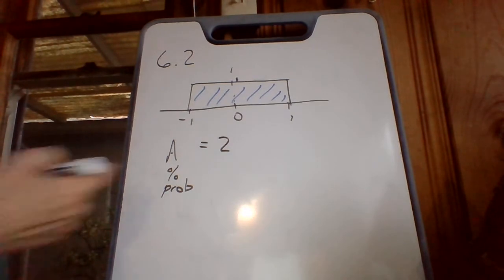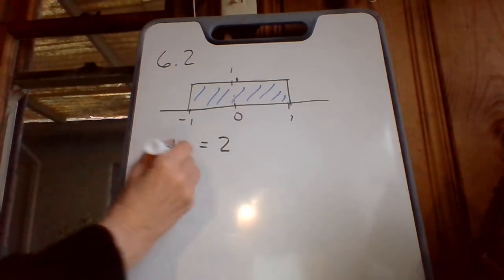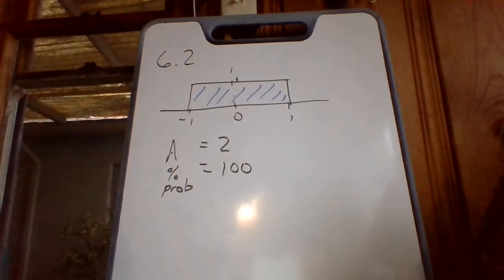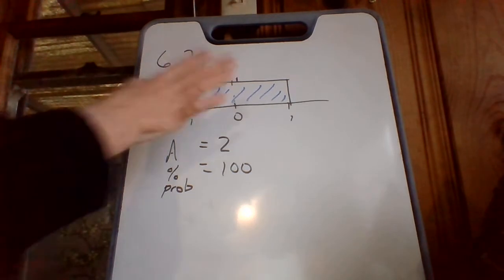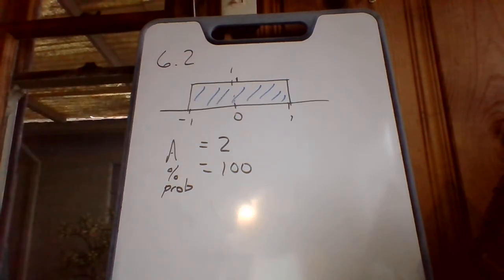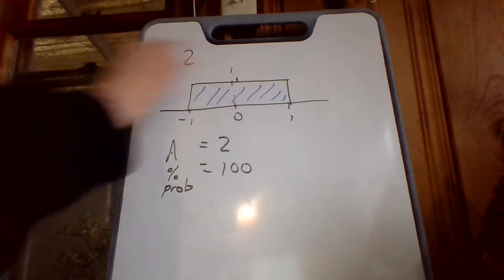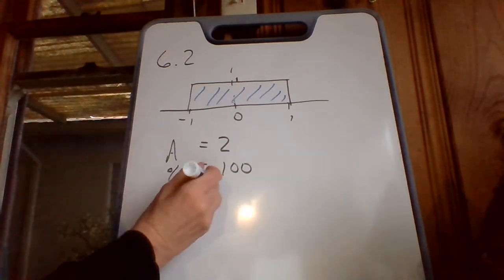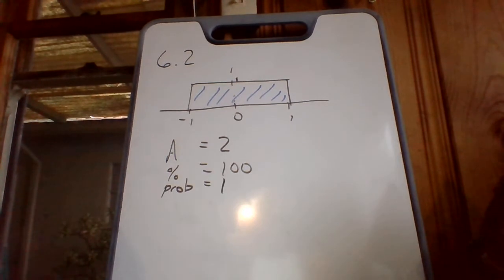Percent colored in, so that's the percent that's colored in. Well, 100% of it is colored in. What's the probability that if I throw a dart, it has to land in the blue area, or it has to land in the rectangle, rather. What's the percent that it lands in the blue area? If it's definitely going to land in the rectangle, it can't land out here for some reason. If it's got to land somewhere in the rectangle, it's 100% chance, or probability 1, that it's going to land on a blue part.